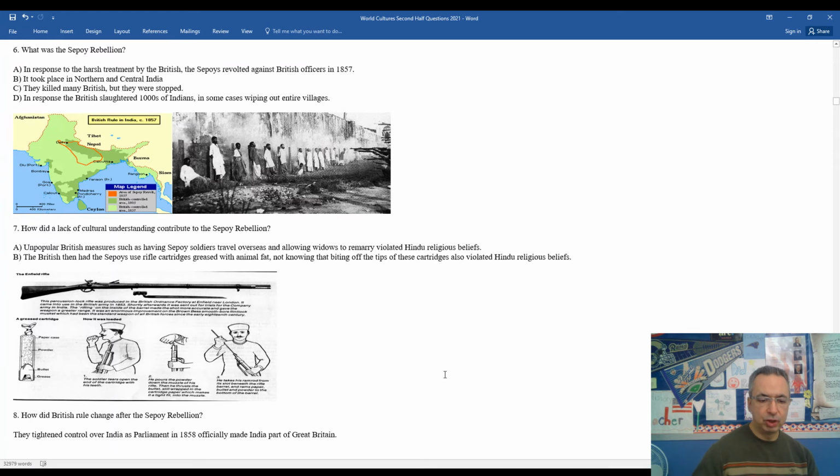How did British rule change after the Sepoy Rebellion? They tightened up control over India as the Parliament in 1858 officially made India part of Great Britain, basically annexed the colony of India. And just to point out once again, I really should have made more mention here. Here's the British military executing some of the sepoy soldiers, as well as some villagers in the aftermath of the Sepoy Rebellion.